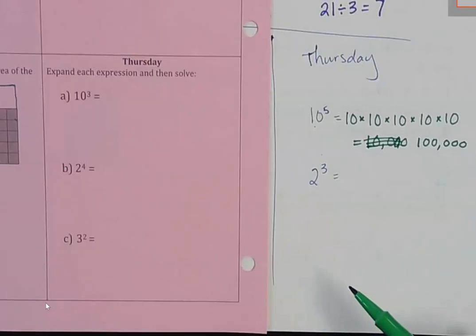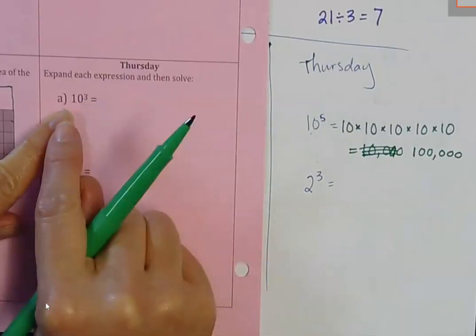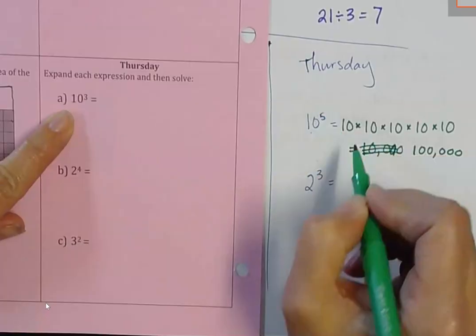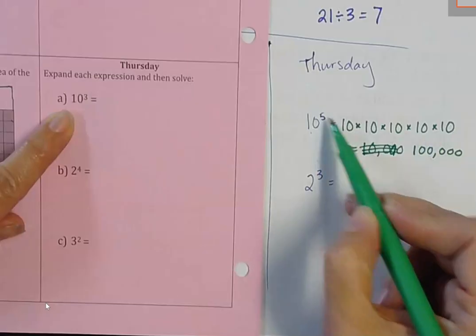That gets really big really fast. So for this one, you're going to do your expanded form. The number up here tells you how many times you're repeating this number. So I'm going to have tens, but I'm going to have it 5 times.